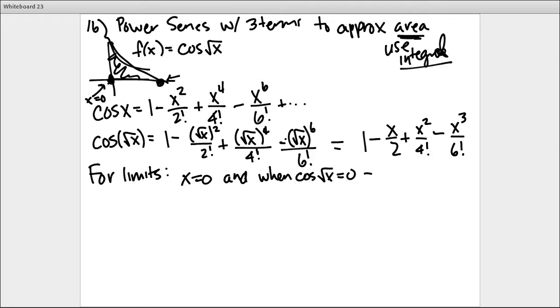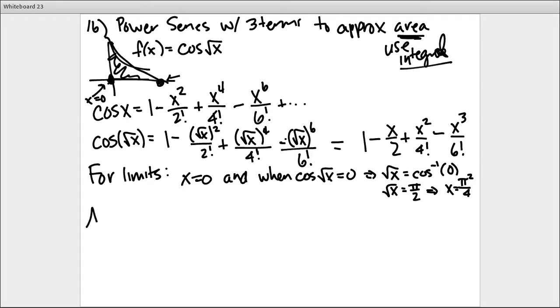Well, that means that rad x is your angle. I know that looks weird, but then we'll have inverse cosine of 0. So when is cosine 0? Well, at pi over 2, which then means that x is equal to, squaring both sides, pi squared over 4. So that'll be your upper limit.